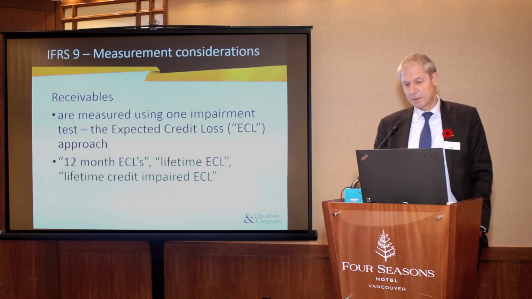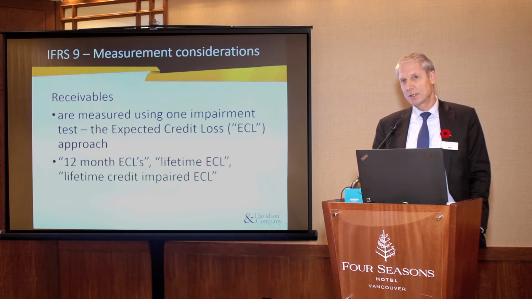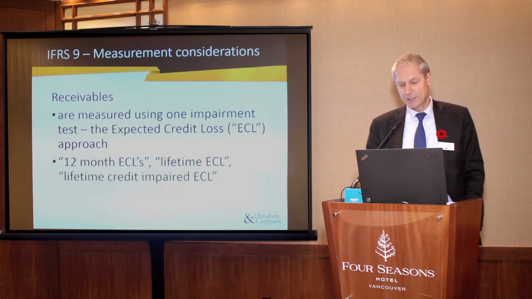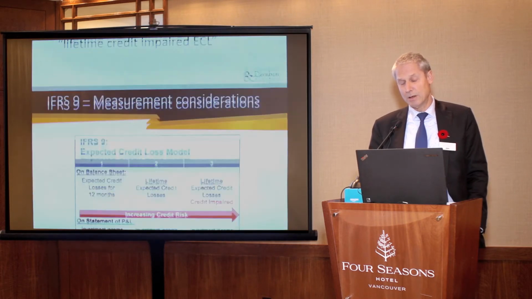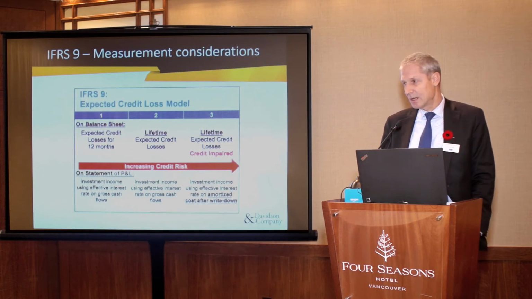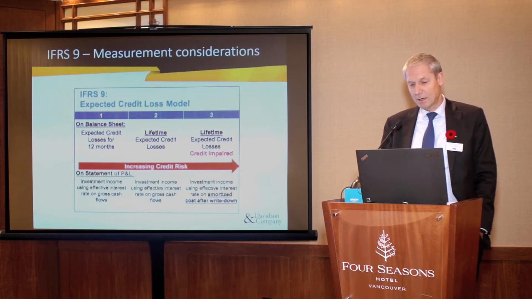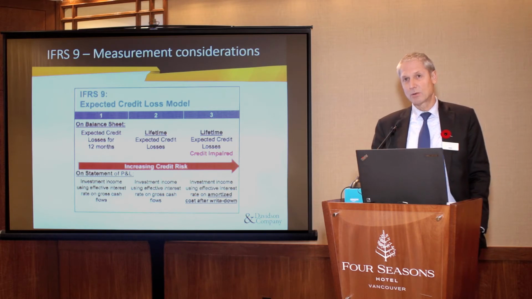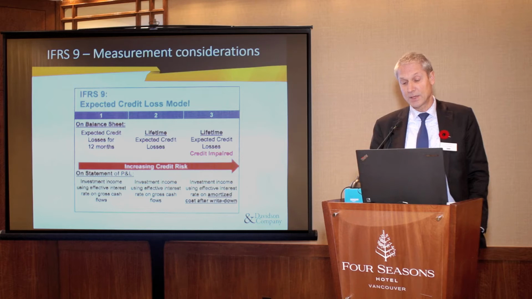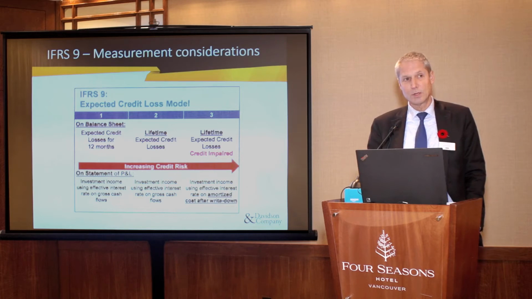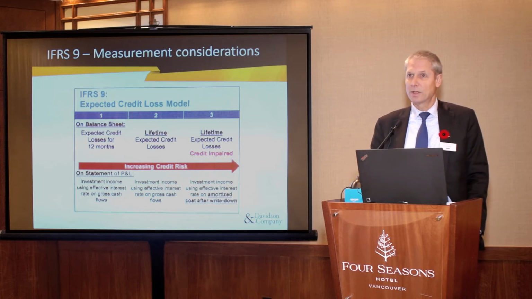As to those receivables, they're measured using a new impairment model. It's the expected credit loss model, ECL. And there's a 12-month ECL, lifetime ECL, and credit impaired ECL. And this is kind of just a diagram of what happens as you increase your credit risk. It simply has more effect on your balance sheet and more effect on your income statement. But the moral of the story is, at the front end of this, measure what your expected losses are and book accordingly.